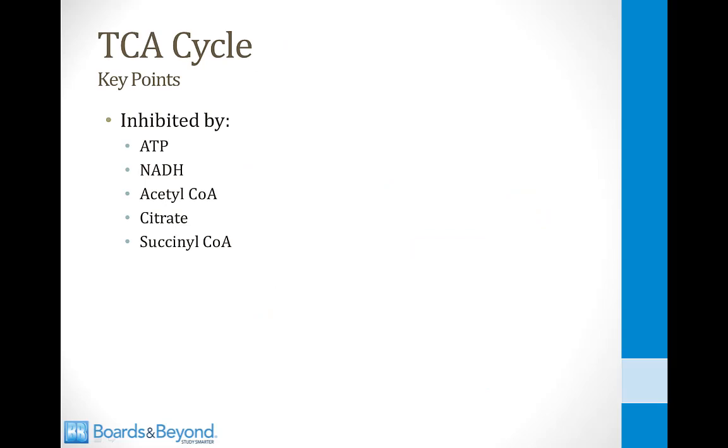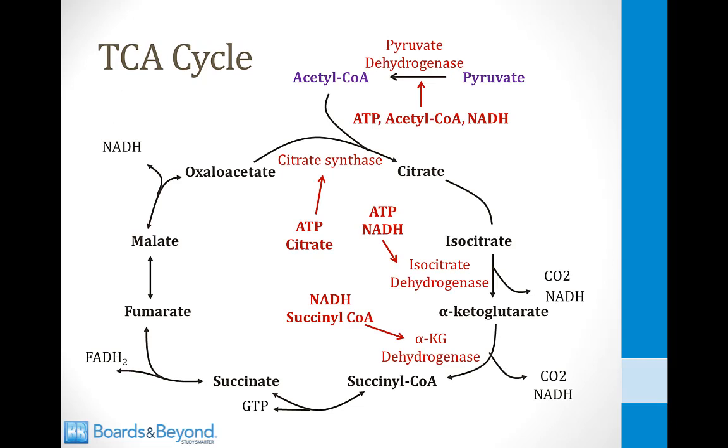I'll finish with a few summary slides. Here are all the inhibitors of the TCA cycle: ATP, NADH, acetyl-CoA, citrate, and succinyl-CoA. All of these things rise inside of cells when there are lots of energy sources available, and therefore the cell wants to slow down the TCA cycle. On this slide, I've shown you where all these inhibitors exert their effects.